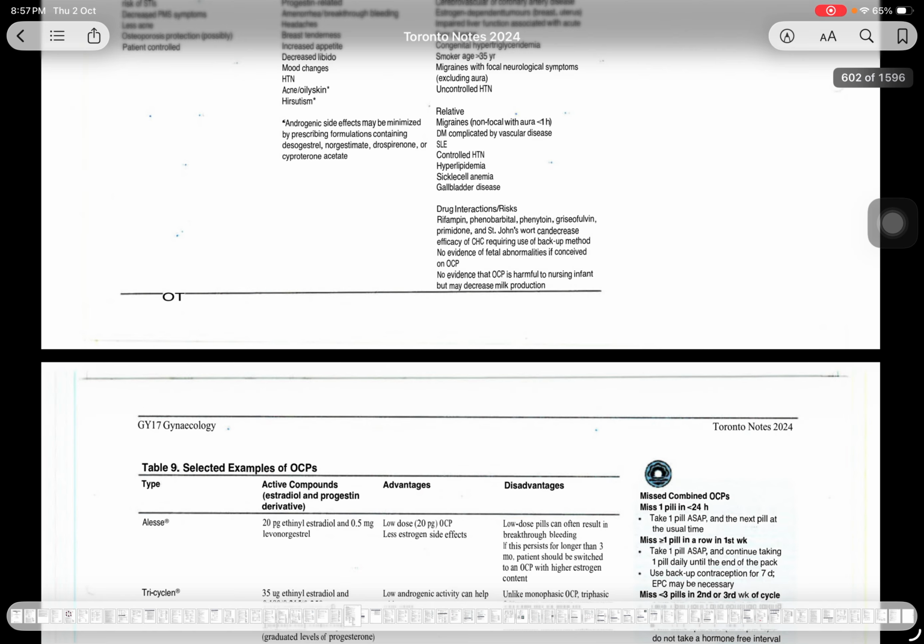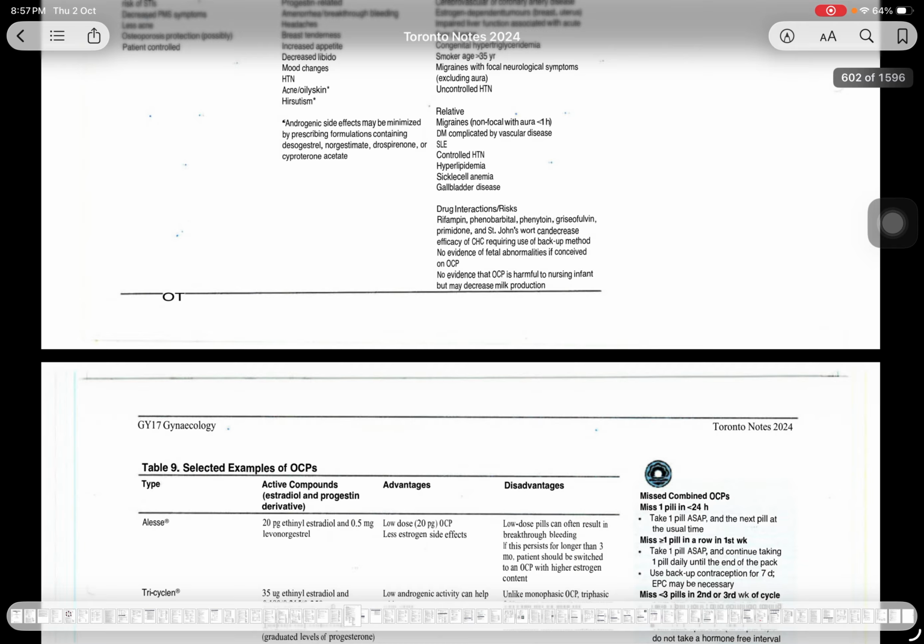No evidence of fetal abnormalities if conceived on OCPs. No evidence that OCP is harmful to nursing, in fact, but it may decrease milk production. So OCPs are not harmful for the nursing infant, but they can reduce milk production because of the hormonal effects.